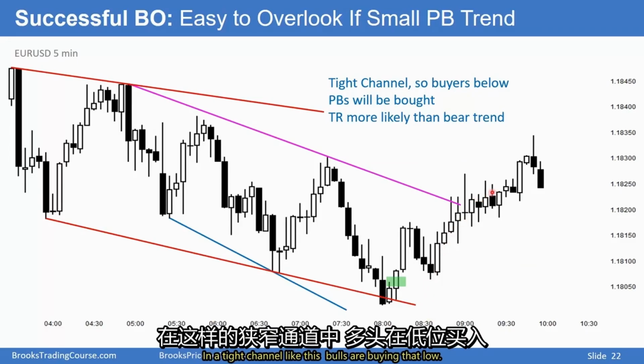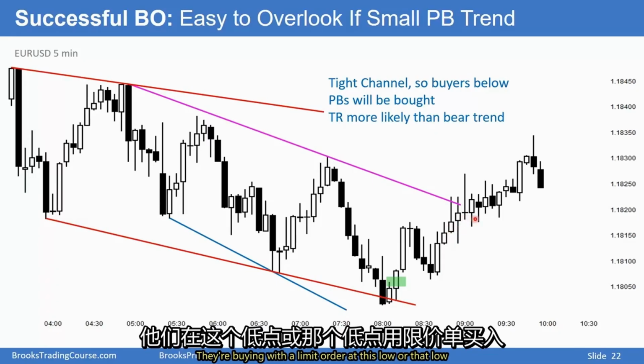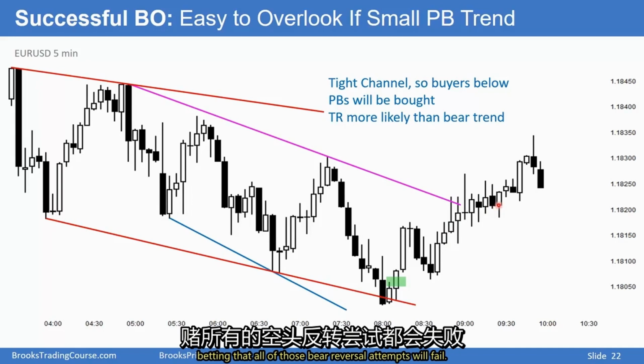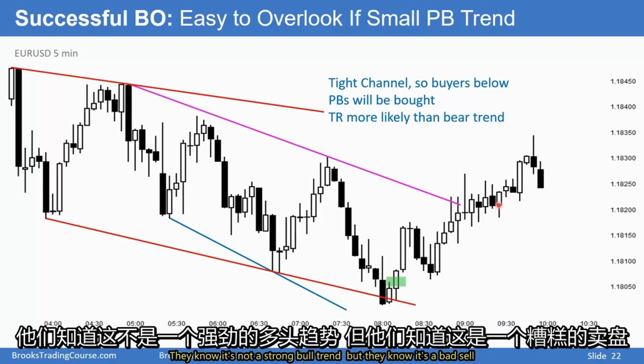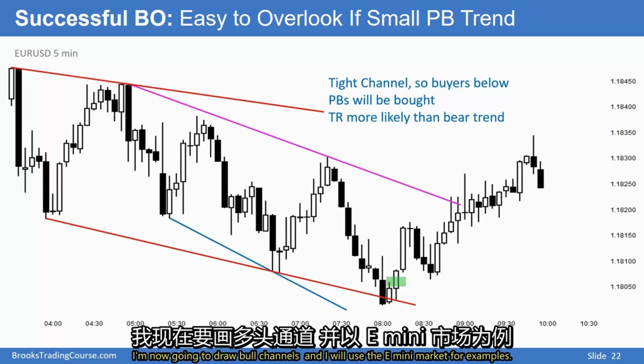In a tight channel like this, bulls are buying that low. They're buying with a limit order at this low or that low, betting that all of those bear reversal attempts will fail. They know it's not a strong bull trend, but they know it's a bad sell, and therefore the market will continue sideways or up.